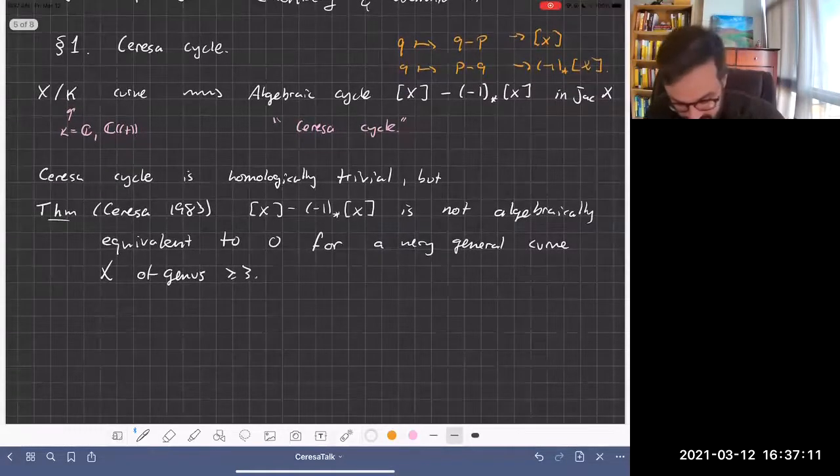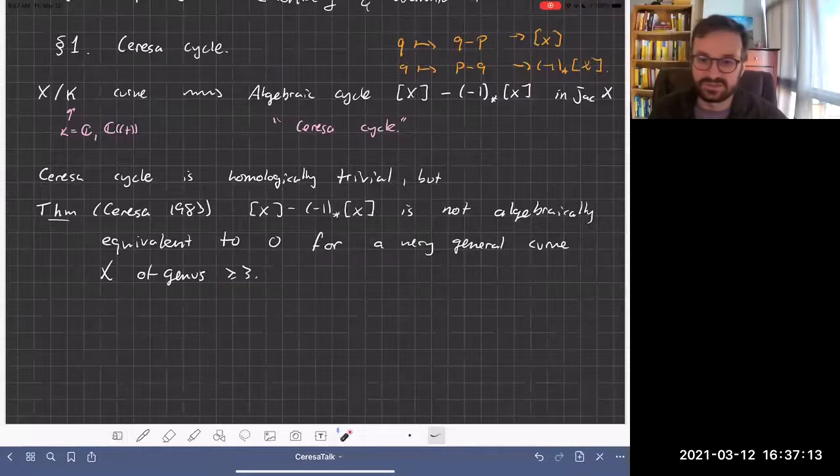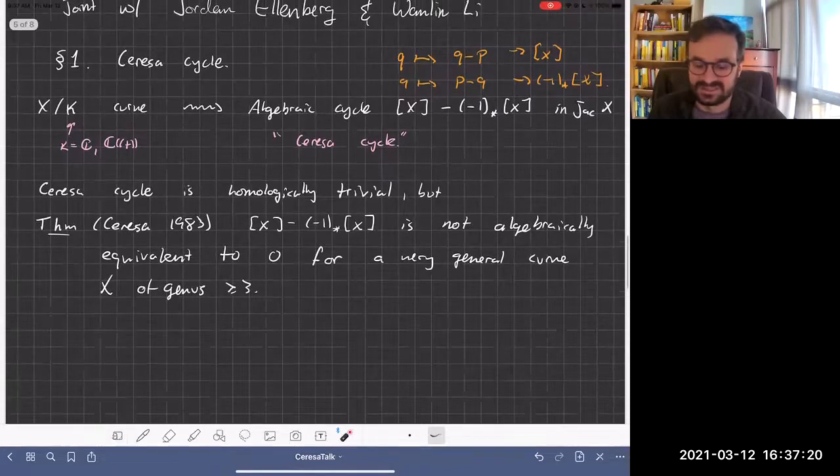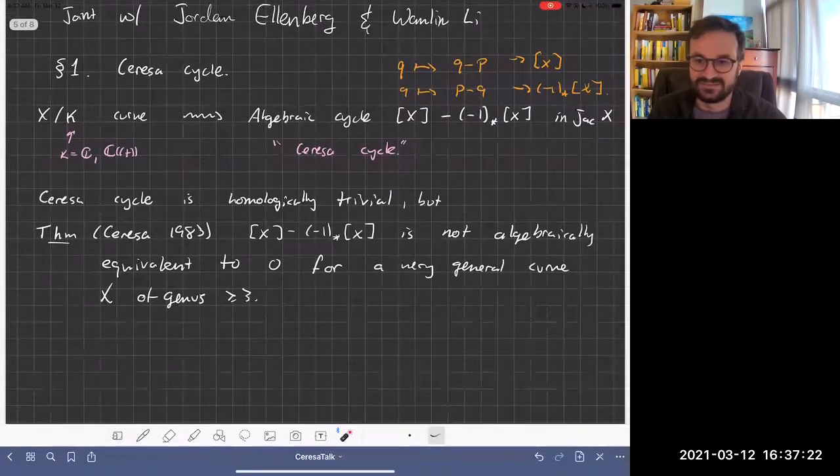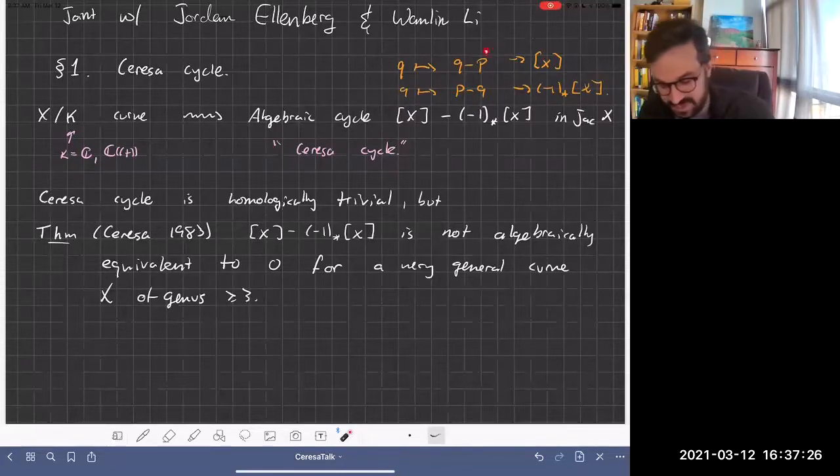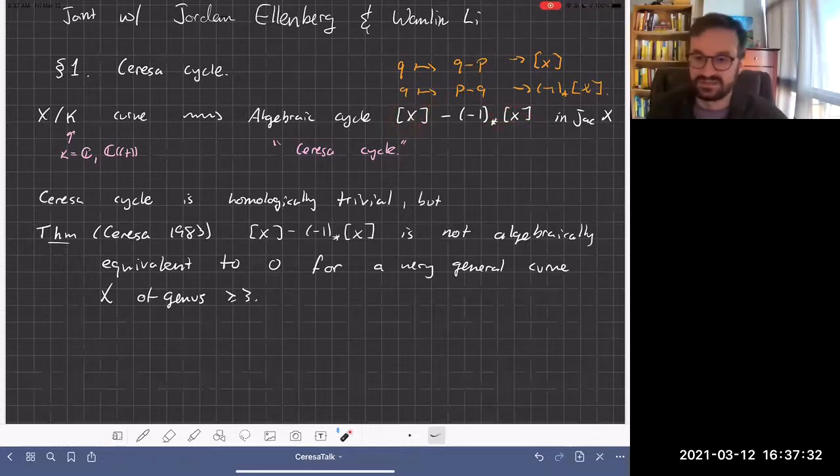Maybe I can comment on why genus at least 3, not 2. It turns out this Ceresa cycle is algebraically trivial for hyperelliptic curves. If you take the point P that you're embedding by to be a Weierstrass point, then I believe these two cycles end up being the same, and then they'll cancel out. Otherwise, if you embed by some other point, then these two cycles will just differ by some translation.